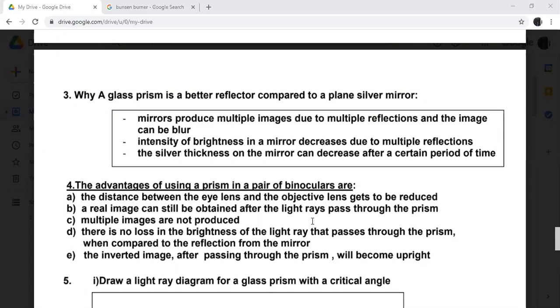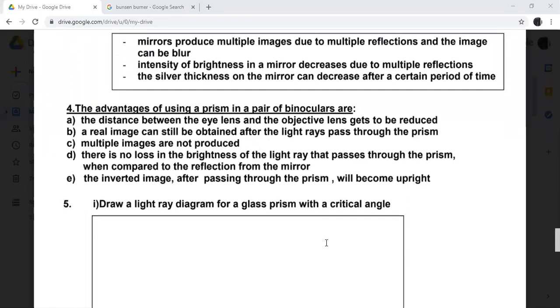And there is no loss in brightness, because as the light rays pass through the glass prism, all the reflected light rays are not lost. After the final image is formed, the inverted image becomes upright again after passing through the second glass prism. So these are the advantages of fixing two glass prisms in binoculars.